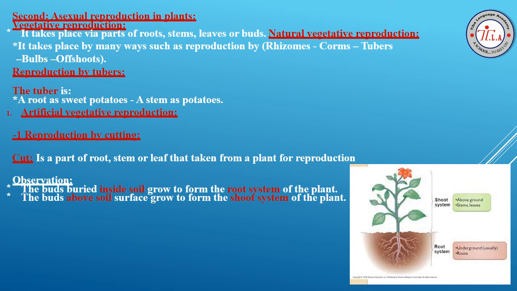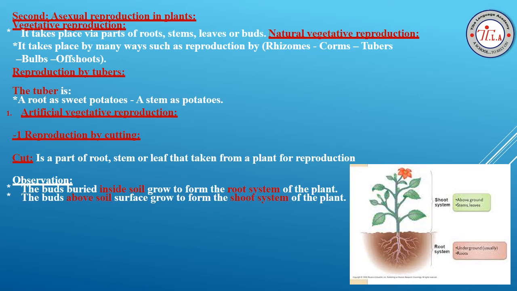The second way is asexual reproduction. That means no need for male gamete and female gamete, no need for pollen grain, and no need for ovum. The first one is called vegetative reproduction. It's called natural vegetative reproduction, like rhizomes, corms, tubers, runners, and offshoots.